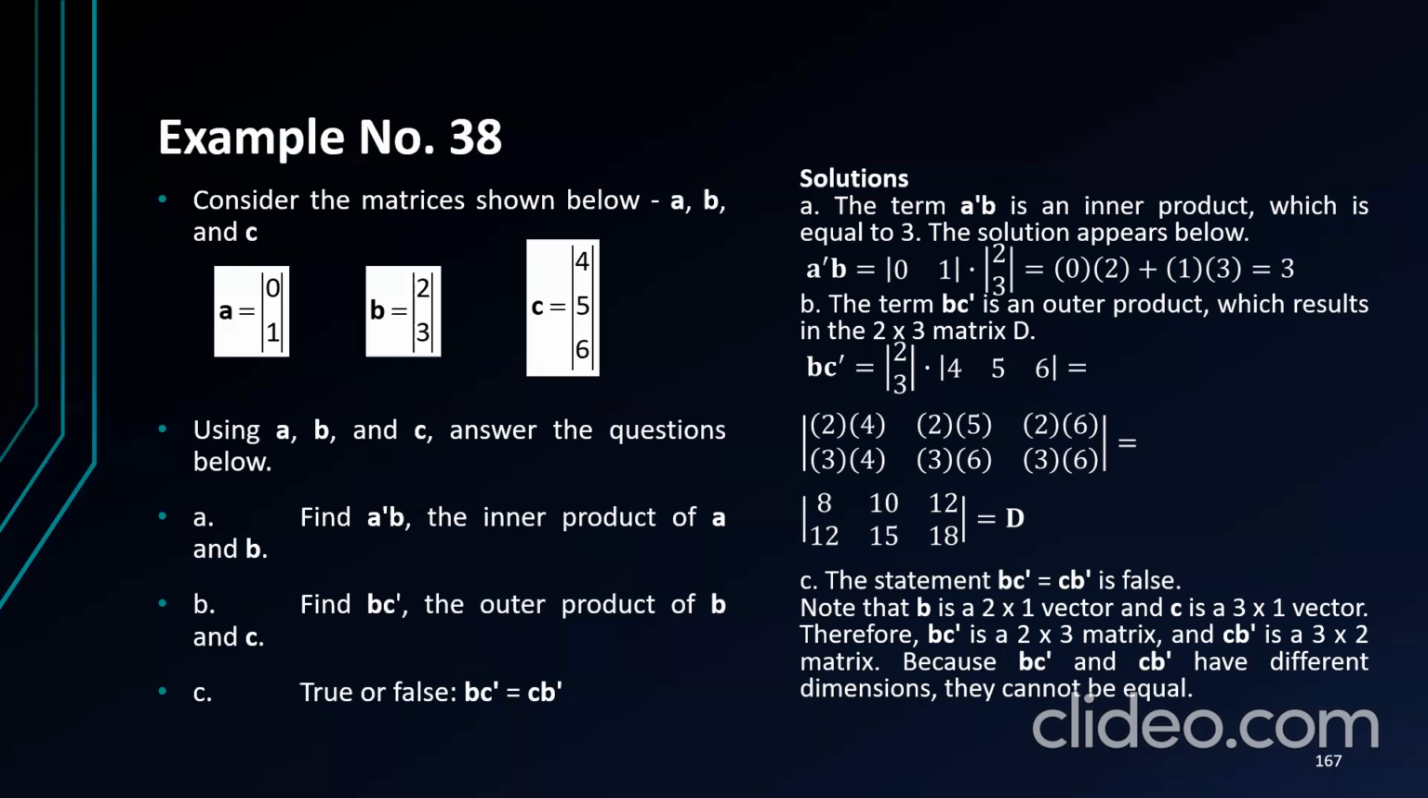The term B C prime is an outer product which results in a 2 by 3 matrix. C prime is, ito na, row matrix na yan, 4, 5, 6. Yung B is 2, 3. So magiging 2 times 4, 2 times 5, 2 times 6. Yan. Hindi plus, hindi plus yan. Okay. Location as 3, 4. Tapos 3 times, oops, sorry. This is 5.